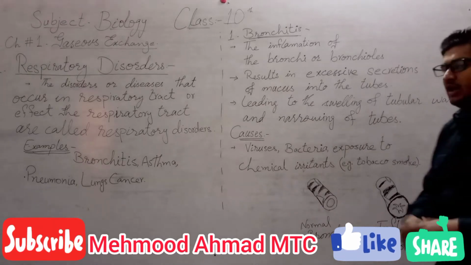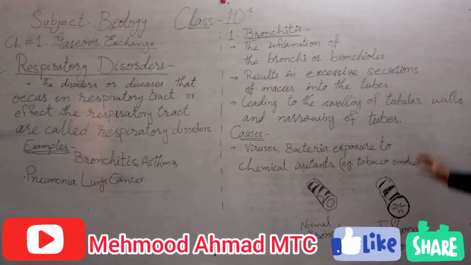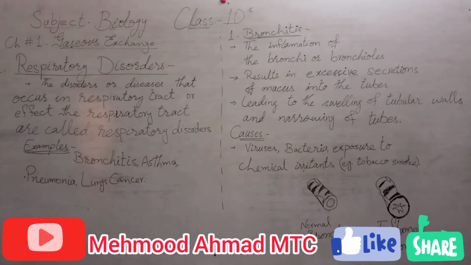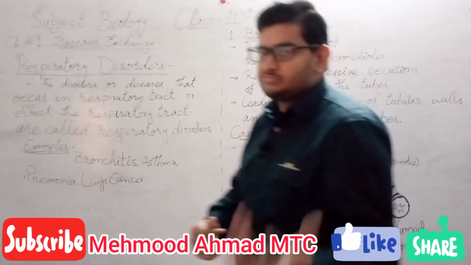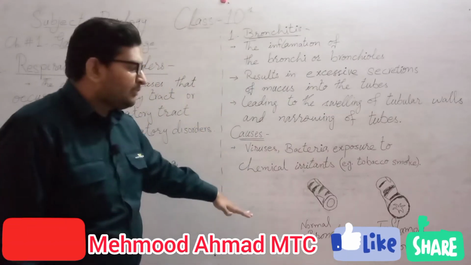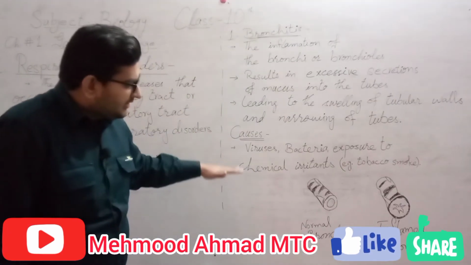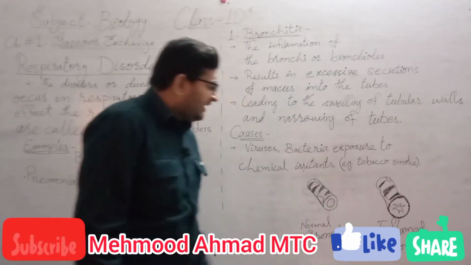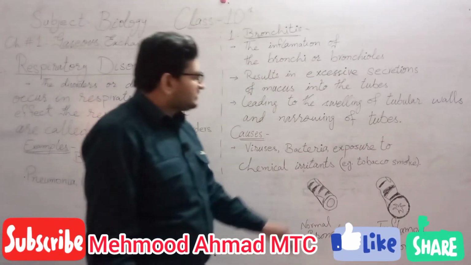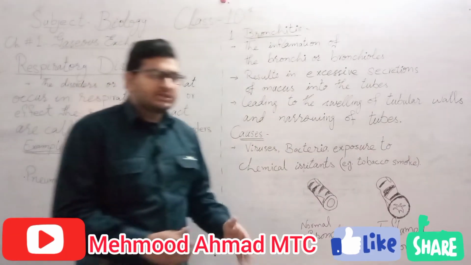So what are its causes? How is it caused? This disease is caused by viruses, bacteria, and exposure to chemical irritants such as tobacco, smoking or smoke, etc. So students, these are the two diagrams of our bronchi. This is the diagram of normal bronchi, and on the other hand, this is the diagram of inflamed bronchi that shows how bronchitis affects the bronchi. I hope you have understood this.